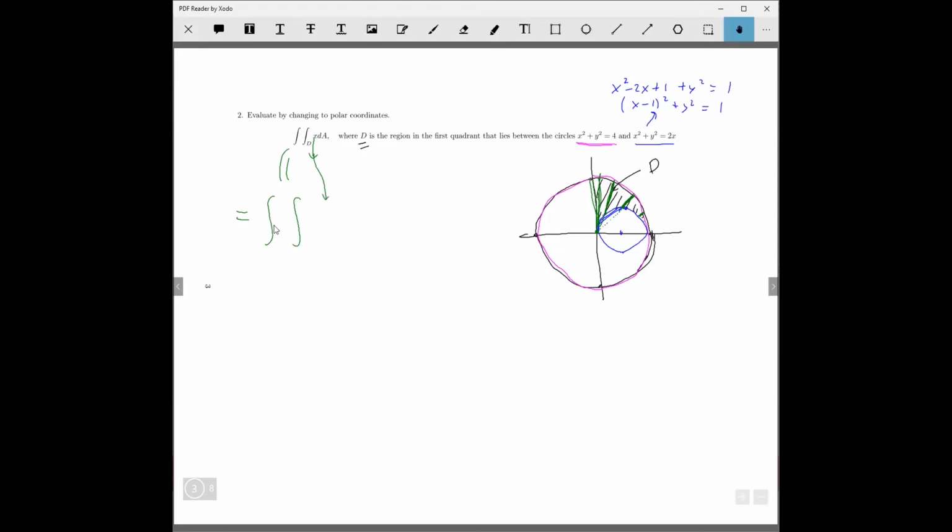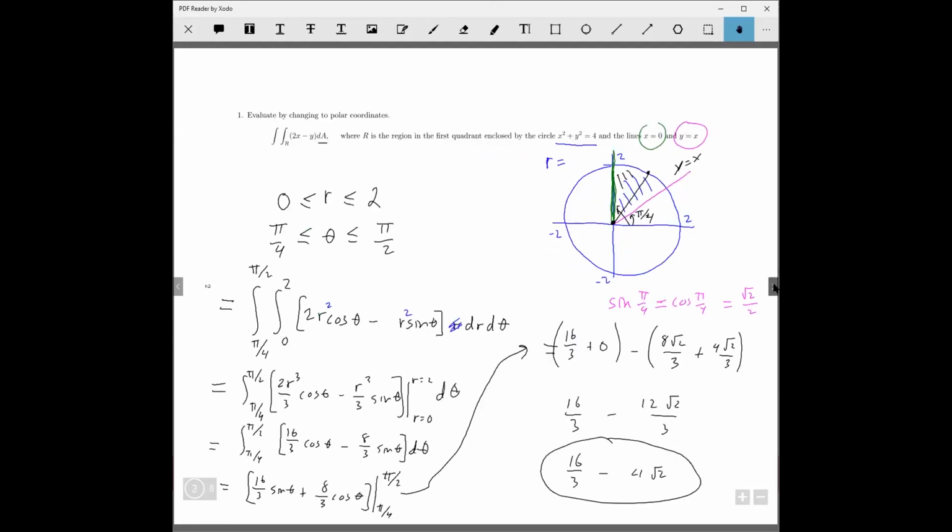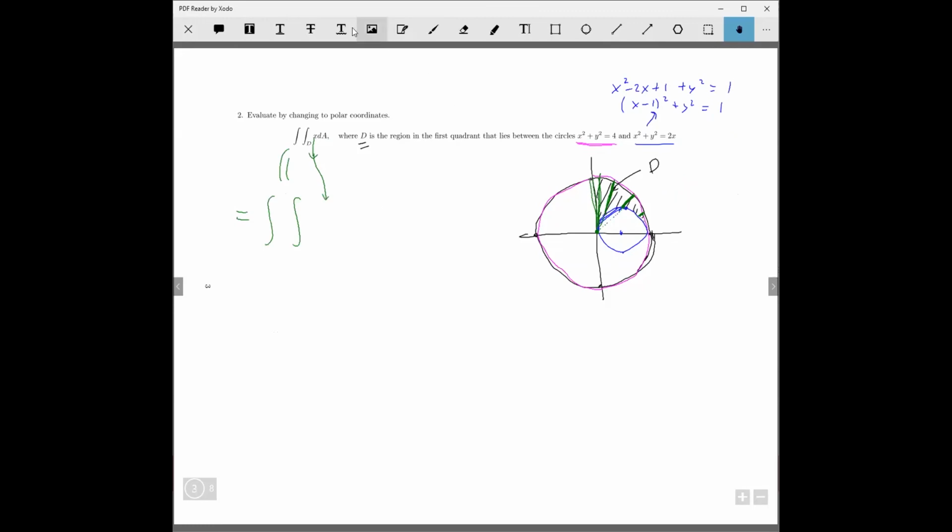Okay, let me go back to the first page and show you guys. This is it right here. Oh, right, x is r cosine theta. And this is what you change y to. Y is r sine theta. Hey, wasn't that z though? Never mind. Okay, so this is r cosine theta. Okay, what do you change dA to?